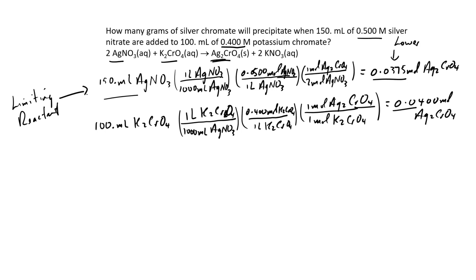All right. So what we do next to find out how many grams of silver chromate we are going to produce, or that will precipitate, is that we take the moles, the lower amount, which is what you'd expect to get, 0.0375 moles, and we multiply that by the molar mass. So you're going to have 1 mole of silver chromate down here, and the molar mass of silver chromate will go up top here. So let me see if I can figure that out on my other laptop here.